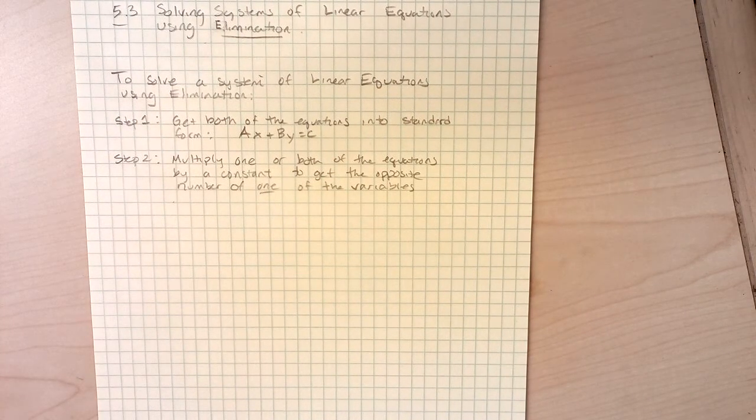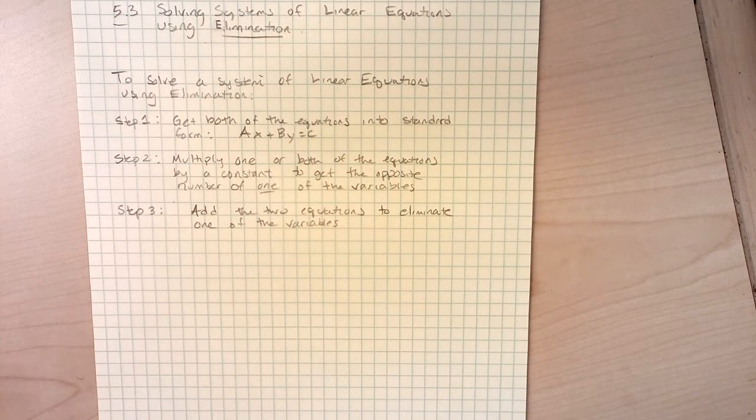After you put both of the equations into standard form, you need to get the opposite number of one of the variables. So the opposite number of x's or the opposite number of y's. And then you might need to either multiply one or both the equations by a number, probably not the same number if you need to multiply both the equations by something, in order to get the opposite number of just one of the variables.